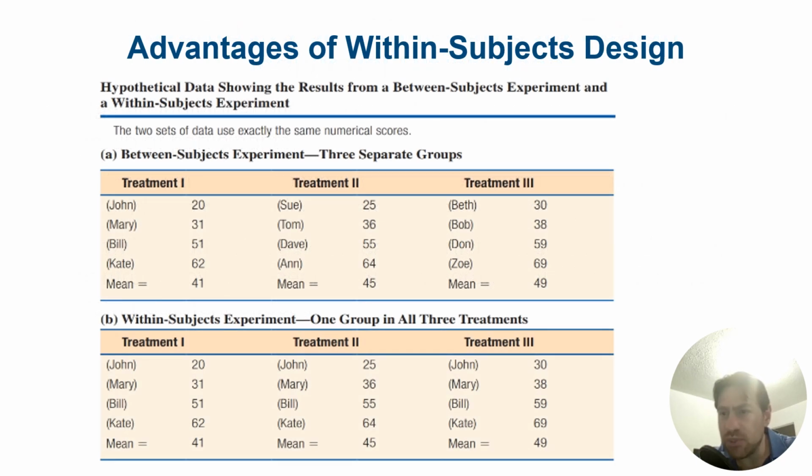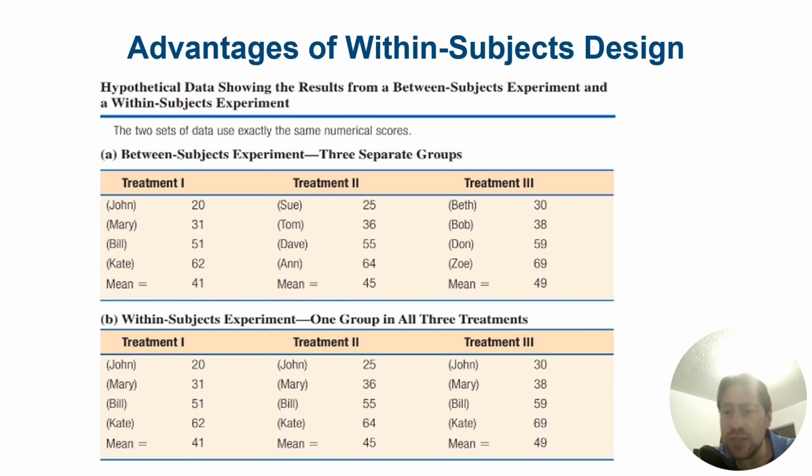So to further demonstrate this point, let's consider this hypothetical data set. Well, actually 2 data sets. So we have A, which is a between subject design with 3 separate groups in 3 treatment conditions. And B, which is a within subject design, so one group will undergo all 3 treatments. And the names are printed here so you can see that in B, it's all the same people in all 3 treatments, and in A, it's all different people in each of the treatments.